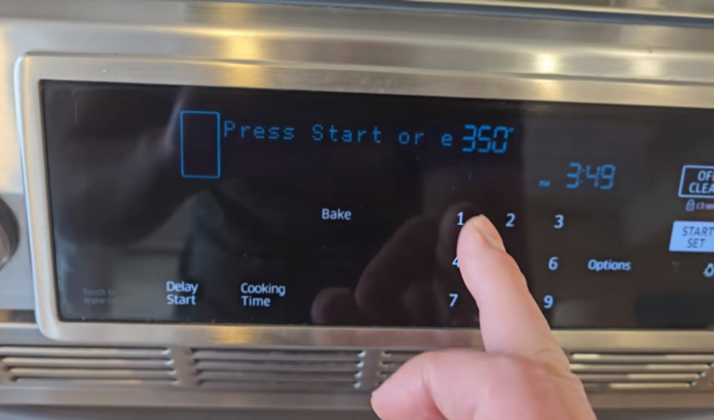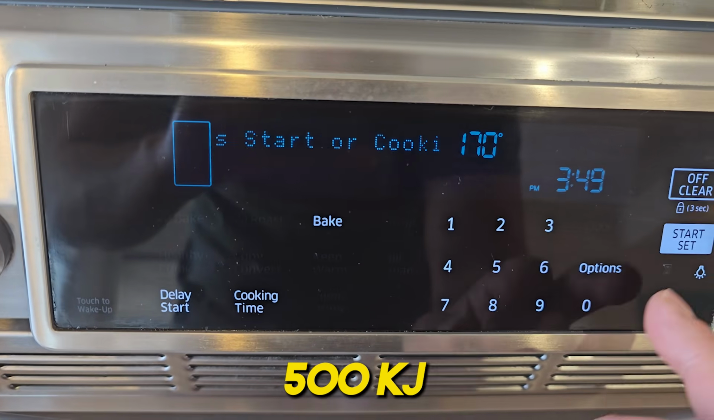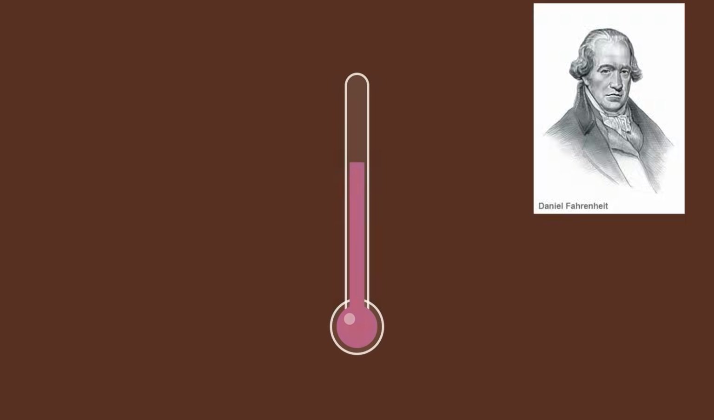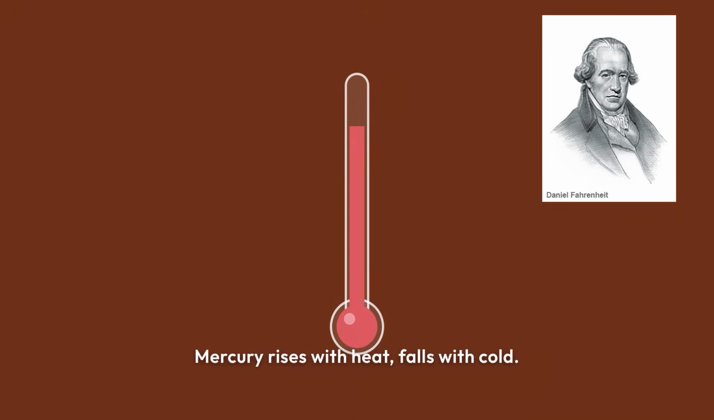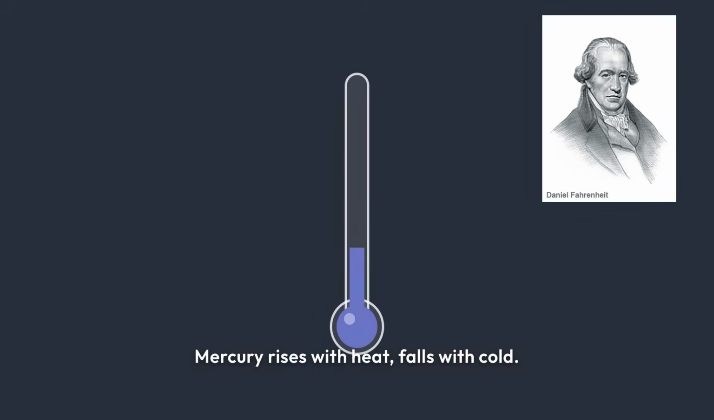We know that we need 500 kilojoules of energy to cook this bread, but we can't just set our oven to 500 kilojoules. This isn't Star Trek. Luckily, some smart people a long time ago figured out that the level of liquid mercury in a sealed tube is related to how hot or cold it is outside.